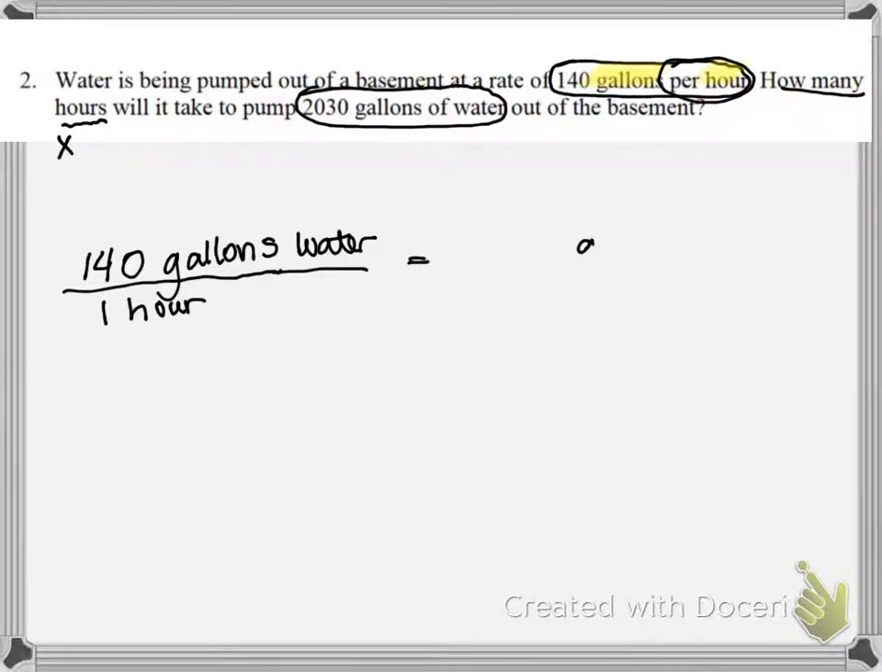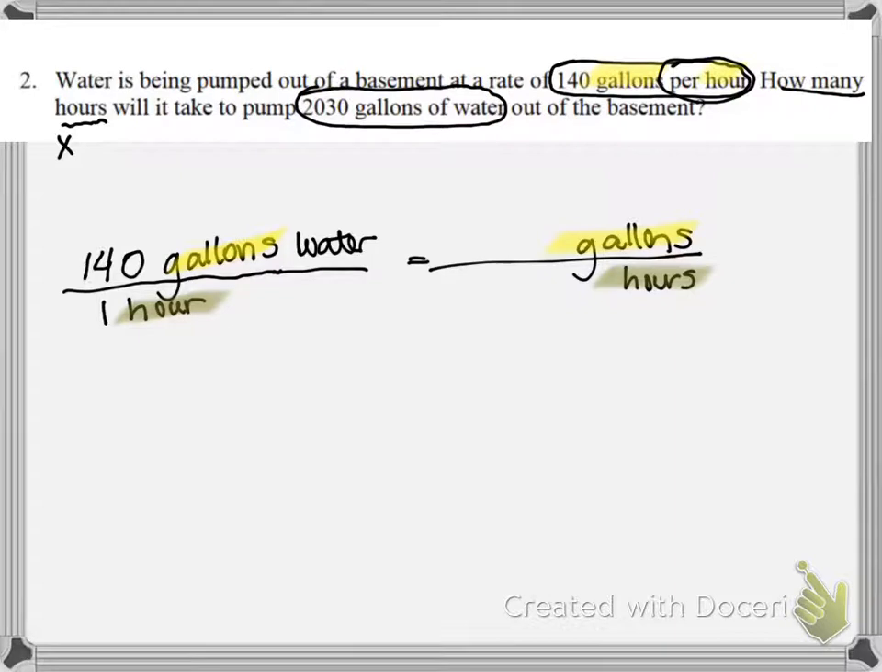Okay, and remember, whatever units are upstairs on the left-hand side, you have to have the same exact units on the other side. And I can do that without even looking at the other pieces of information, okay? Because again, gallons has to match gallons, and hours has to match hours. They have to match, okay?